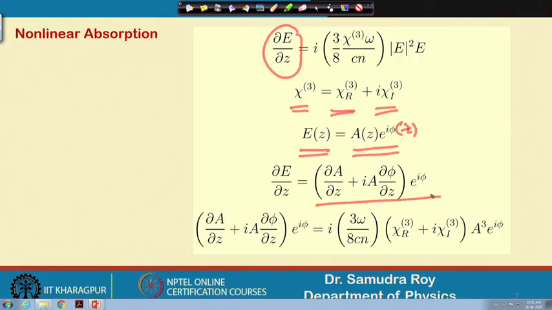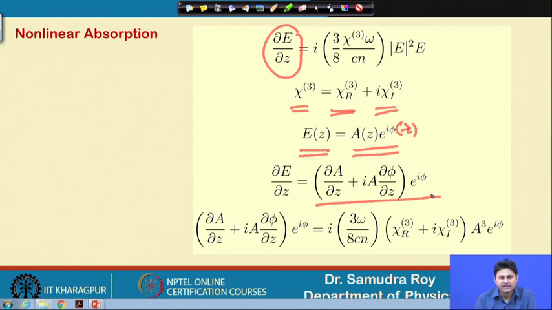So, just take the amplitude and phase part and make a derivative and you will get these things. Now, we put this quantity here on the left hand side like this, and on the right hand side we write everything and also expand this susceptibility term here. Mod of E1 square multiplied by E is simply A cube e to the power i phi.